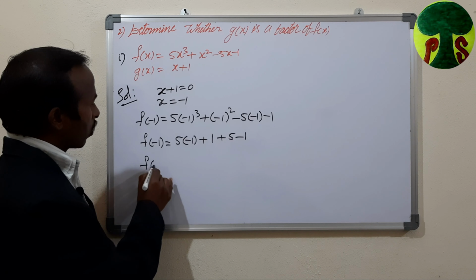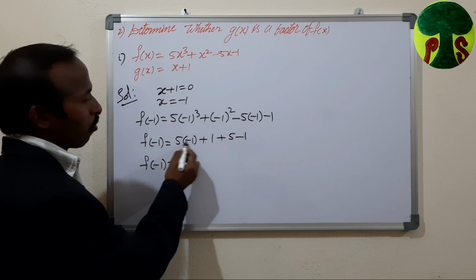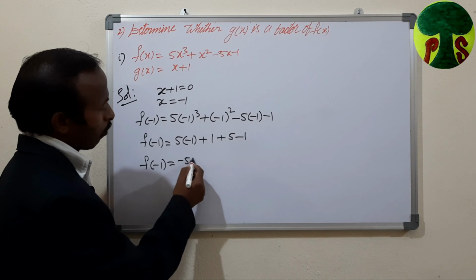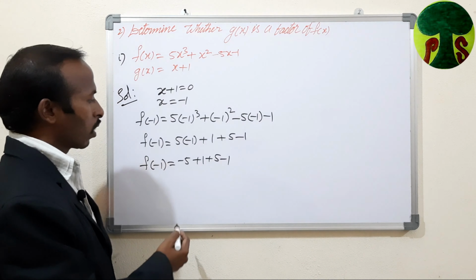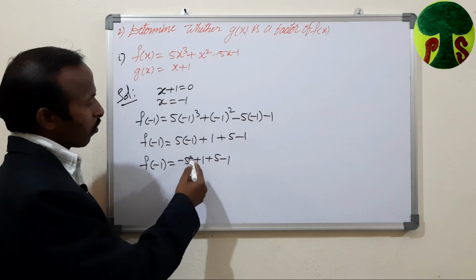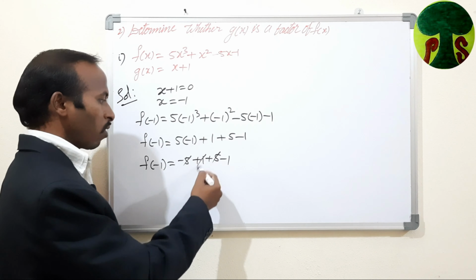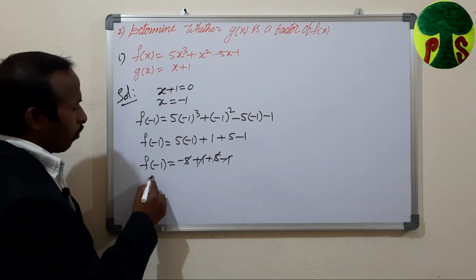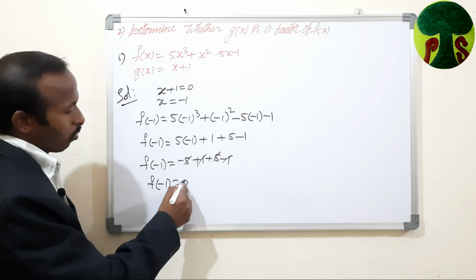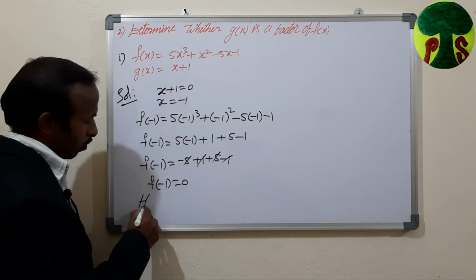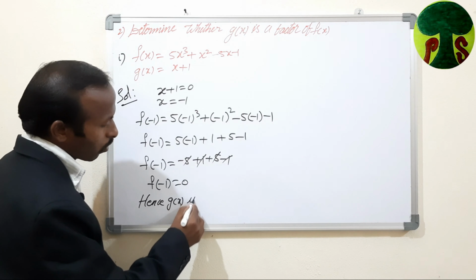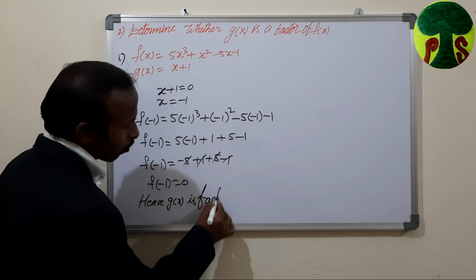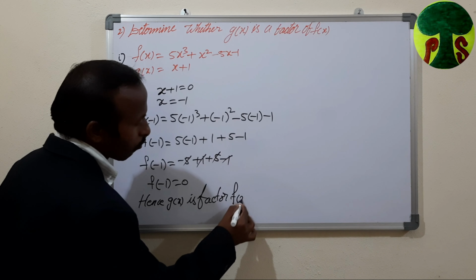Now f of minus 1 equals minus 5 plus 1 plus 5 minus 1. If you observe carefully here, minus 5 plus 5 and plus 1 minus 1 cancel. Therefore, f of minus 1 equals 0. Hence, g of x is a factor of f of x.